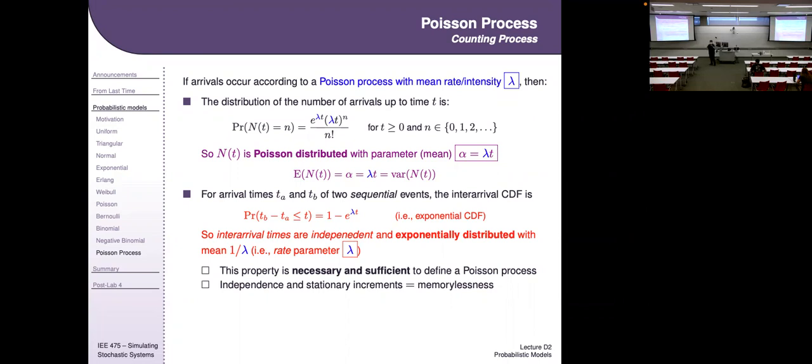But there's 3 things being kicked around here. There's the distribution of the interarrival times. There's the distribution of counts in any interval. And then there's the process, which kind of collects all of those things together.